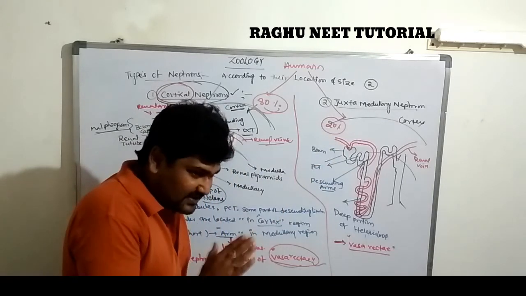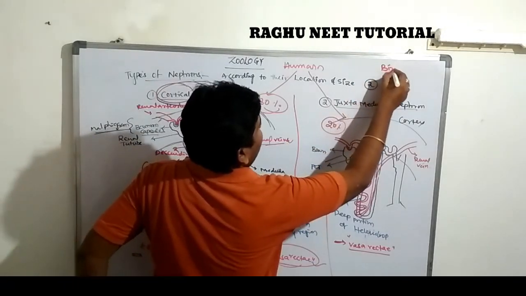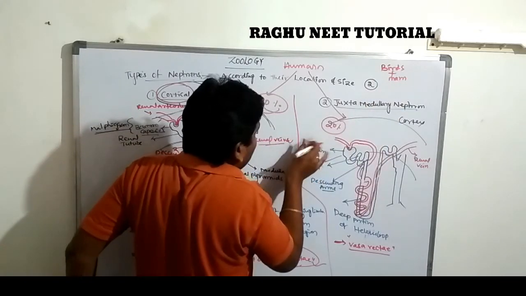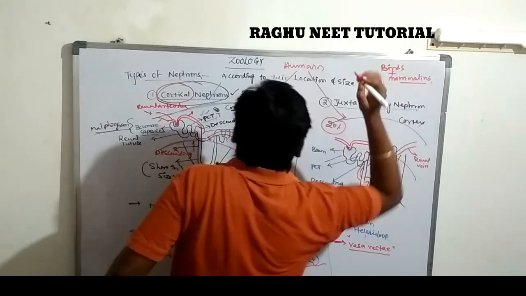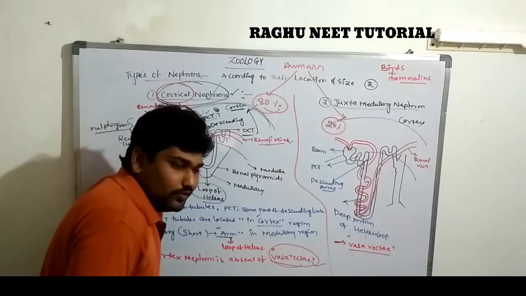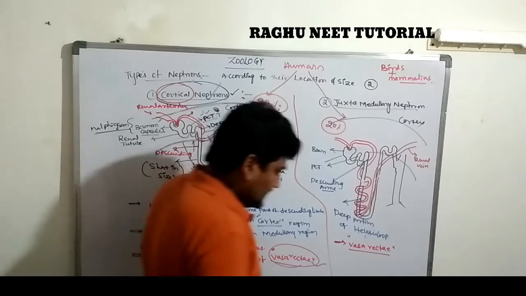This type of nephron is present in birds and mammals. Very, very important: birds and mammals contain these two different types of nephrons. Are you clear? This is the difference between the two nephrons: the cortical nephron, and the second one, the juxtamedullary nephron.